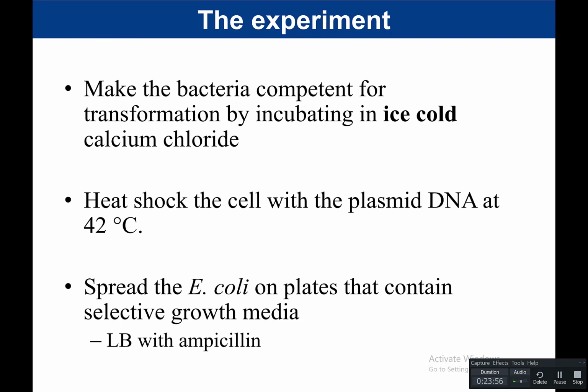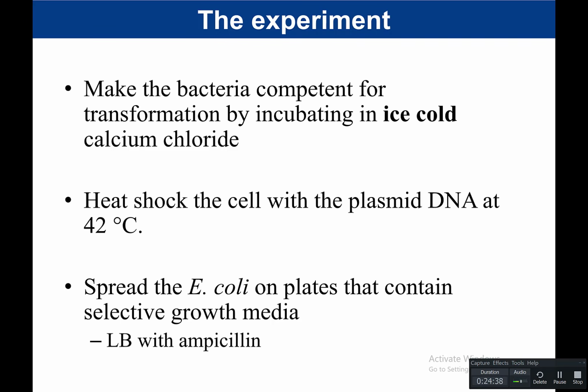competent for transformation. And we do that by incubating with ice cold calcium chloride. And that calcium is positively charged, and that positively charged calcium is going to be attracted to the negative charge on the bacteria as well as the negative charge on the DNA. It's neutralizing those negative charges so that now the DNA and the bacteria don't repel, because those like charges would normally repel. But if we treat with calcium chloride, we're neutralizing those charges, and that allows the bacteria to be competent or more likely to take up that plasmid.